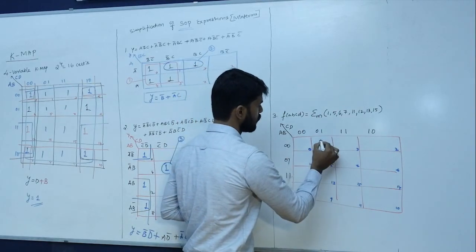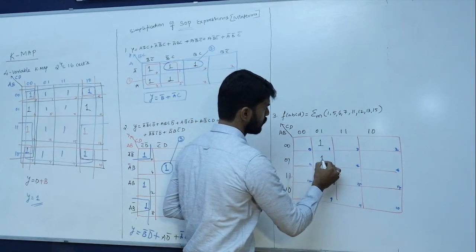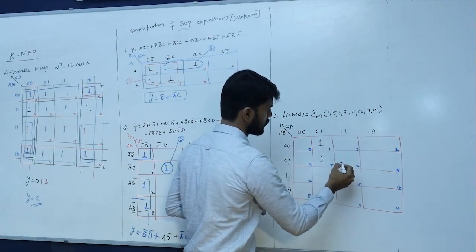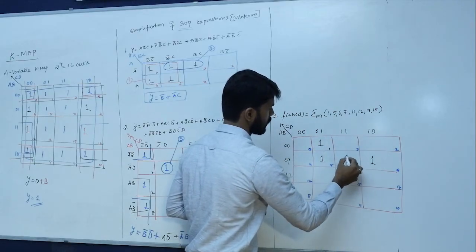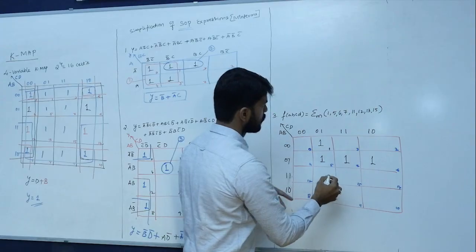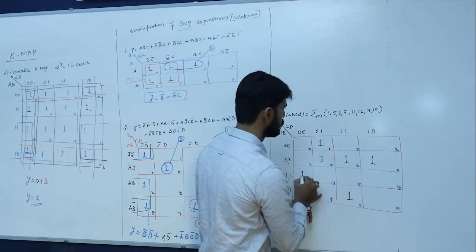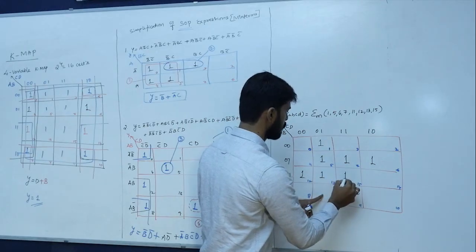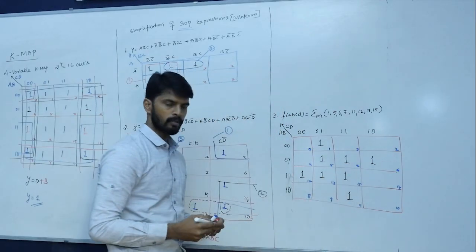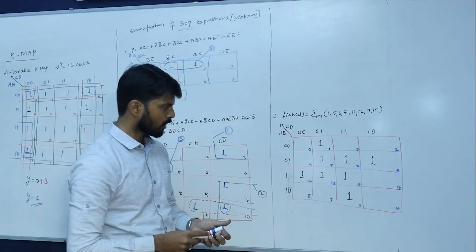So 1 here I need and the 5, 6, 7, next is the 11, 12, 13 and the 15. So the grouping, the mapping is over. Now we will try to do the grouping.